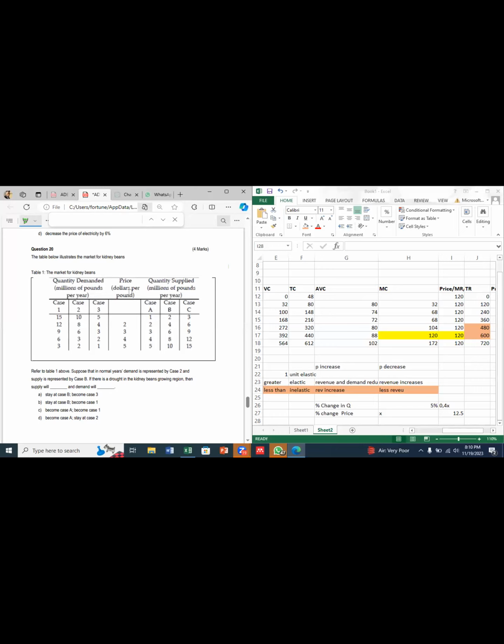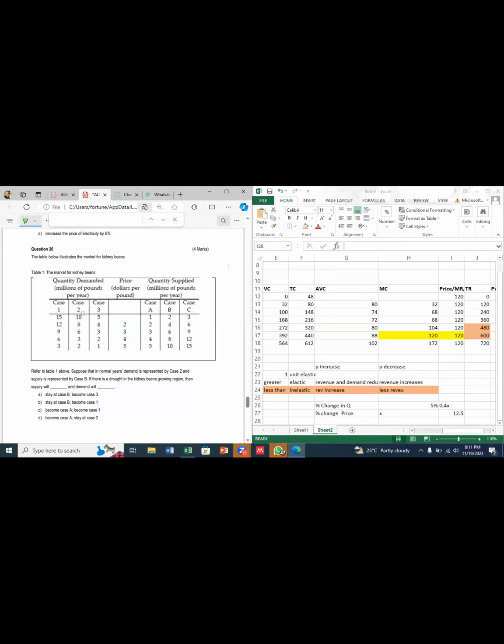All right. So price, dollars per pound. Pound is what? The weight. Quantity supplied in millions of pounds. So pounds is what? The weight. Then refer to table 1. Suppose that normal year's demand is represented by case 2 and supply is represented by case B. If there's a drought in the kidney beans growing region, then supply will. So I'm trying to interpret the table. Millions of pounds. When they say pounds, now I'm thinking of sterling pounds. Okay, so pounds, I think they're talking about kgs. We call them kgs, is it? Yeah. So I'll call them kgs. Now when they say pounds, it's confusing.